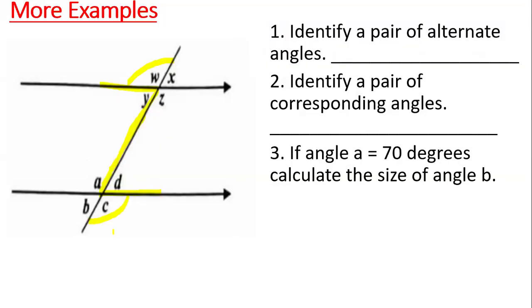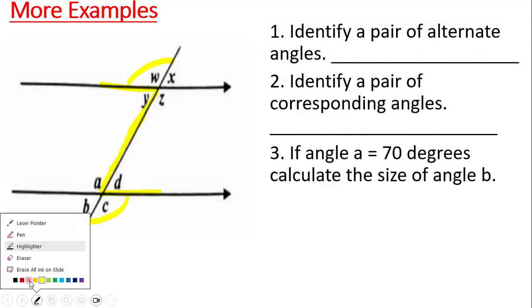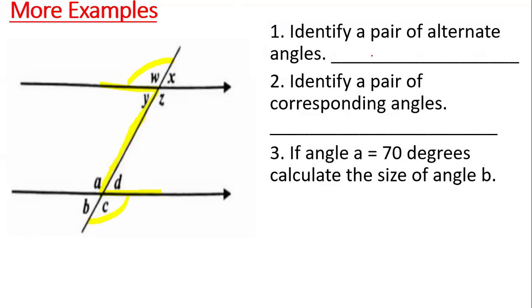Wait, what happened to my stuff? I erased the whole thing. But we had Y and D, Z and A, and C and A. That's the alternate interior angles, right? And now you have W and C, and then you'll have X and B.